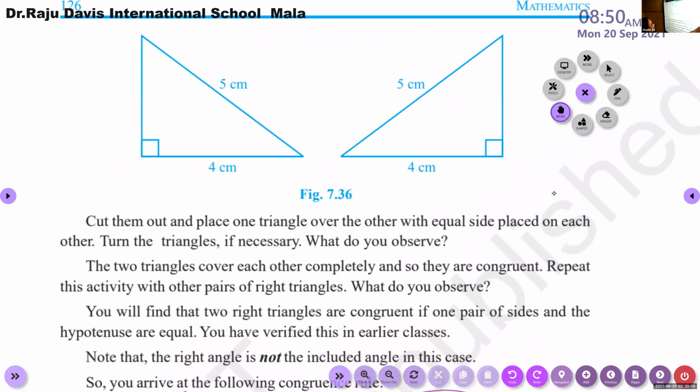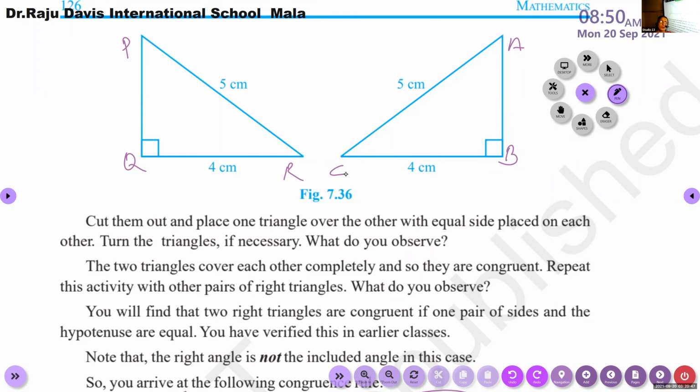Okay, you draw these two figures. Two right triangles PQR and ABC. See, here we can see two right triangles. The length of the hypotenuse for both of them is 5 centimeter, so their hypotenuses are equal. Also one more side, QR and BC, are equal. Then we can say that these two right triangles are congruent.